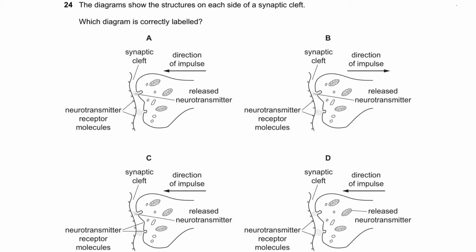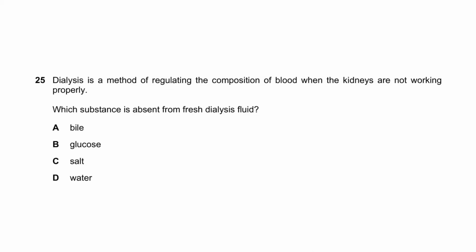Question 24 says the diagram shows the structure on each side of a synaptic cleft. Which diagram is correctly labeled? The answer is A. B is wrong because that's not the direction of the impulse. C is wrong because the neurotransmitter receptors won't be on the same side that the neurotransmitter molecules are released from. And D is wrong because these are not the released transmitters. Question 25 says dialysis is a method of regulating the composition of blood when the kidneys are not working properly. Which substance is absent from fresh dialysis fluid? Bile is not present in fresh dialysis fluid.